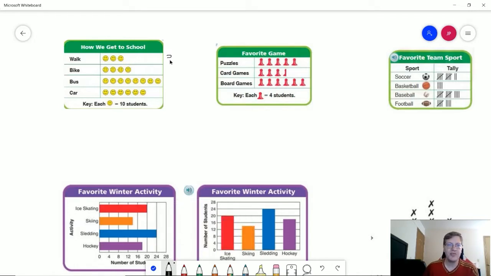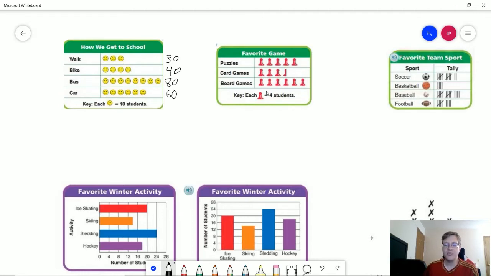I'm going to have 30 students that walk to school. I'm going to have 40 students that bike. I have 10, 20, 30, 40, 50, 60, 70, 80 students that ride the bus. And I have 60 students that take a car. And now with those numbers, I don't have to keep constantly going back and double checking as I'm answering questions.